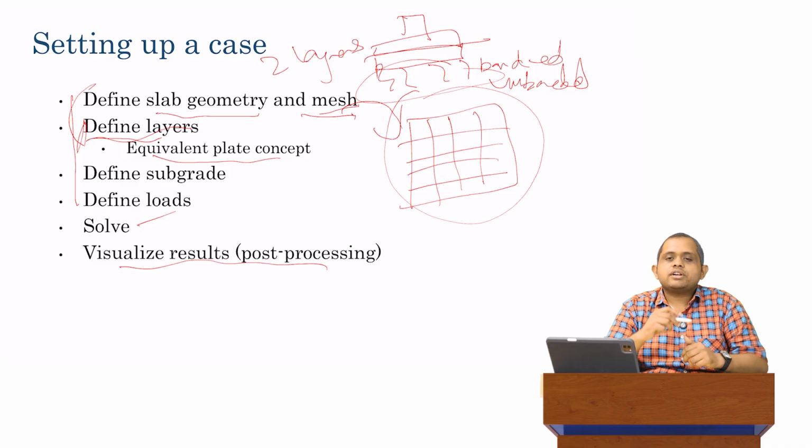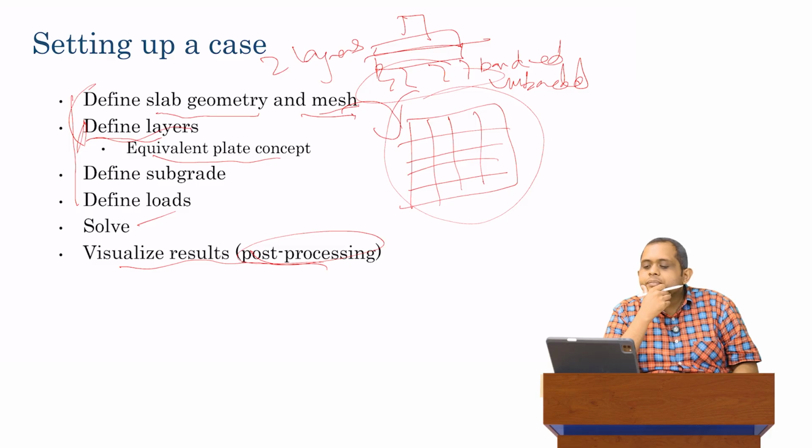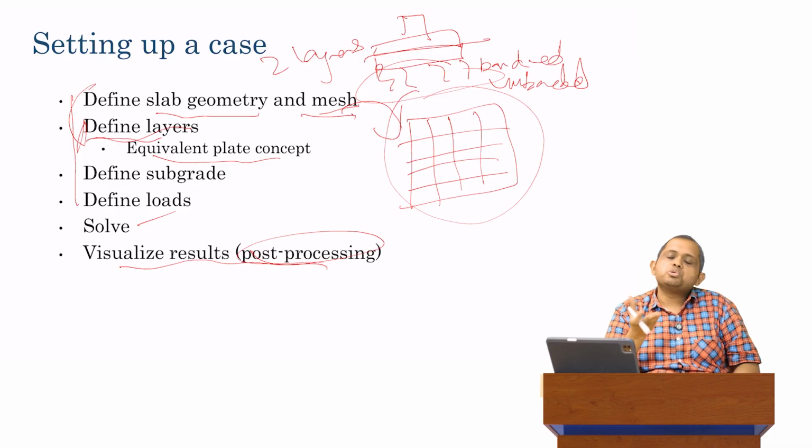Finally, we like to visualize the solution. That's something we call post-processing. That can be done in ISLAB, but I found that in modern computers, it's not working very well. So in my research group, we just have a separate Python program that does the post-processing and visualization for us. So you post-process, visualize, and you do whatever analysis you want based on the results.